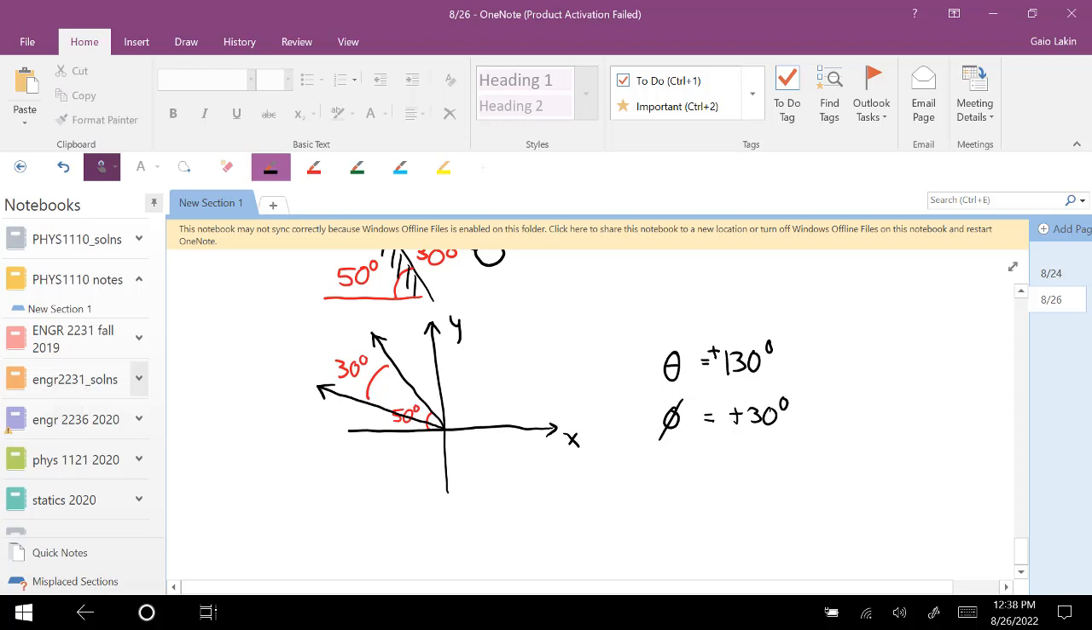And so our unit vector is cosine of 130 plus 30, 160, sine of 160. And that is negative 0.94, positive 0.342.